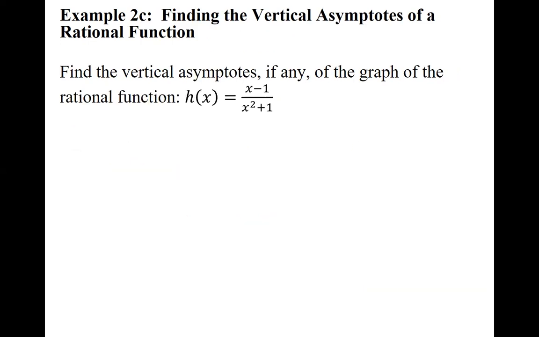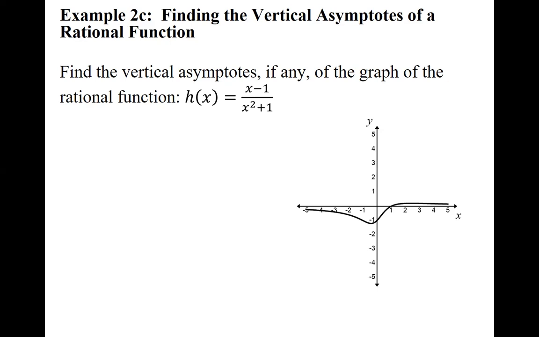Now, this one doesn't look too different. We want to find the vertical asymptotes, if any, of the graph of the rational function x minus 1 over x squared plus 1. But it is actually quite different because, as we've seen before, when we have the sum of squares on the bottom, x squared plus 1, there's no way with the real numbers to get x squared plus 1 equals 0. Because if we had x squared plus 1 equals 0, that would be x squared equals negative 1, which would be x equals plus or minus i. We'd get imaginary zeros.